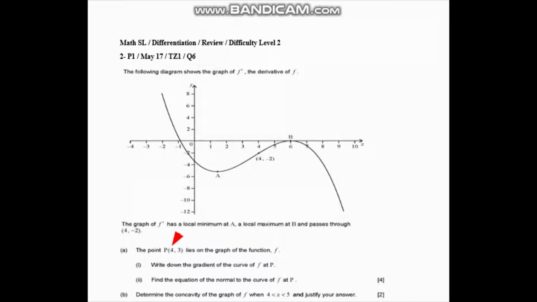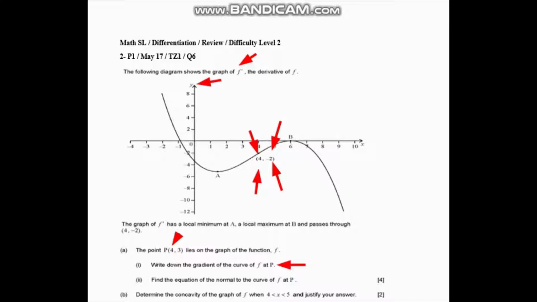When x equals 4, what is the value of m, the gradient? Or what is the value of f dash? So when x equals 4, the value of f dash is negative 2, because y here is the graph of f dash. So y here is the value of f dash when x equals 4. Hence the gradient at P, where x equals 4, is negative 2.